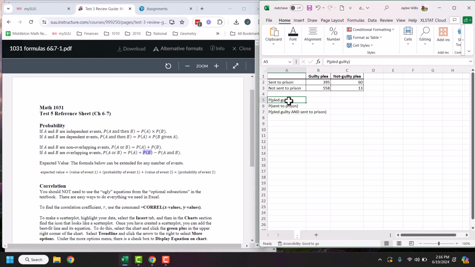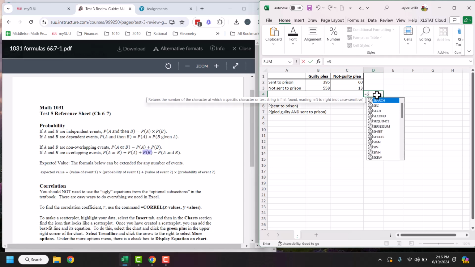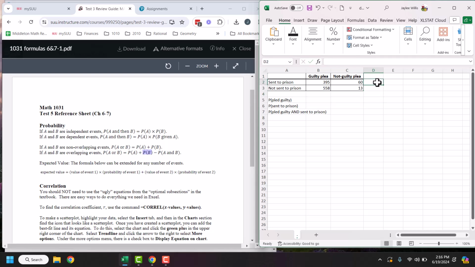So to calculate this out, I first want to look at what's the probability that they pled guilty. Well, out of all of the possible outcomes, so I'm going to write this total here. In fact, actually, let me just find these row totals because that will be helpful too. So the total number of people sent to prison, if I add up that row, is 455. And if I copy that to the next row, the number of people not sent to prison is 571. And then add these up.